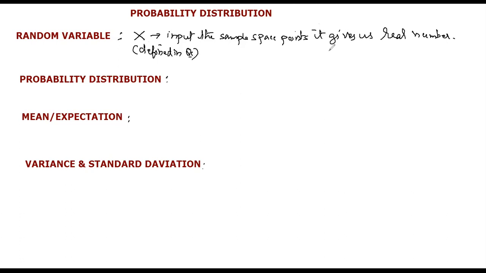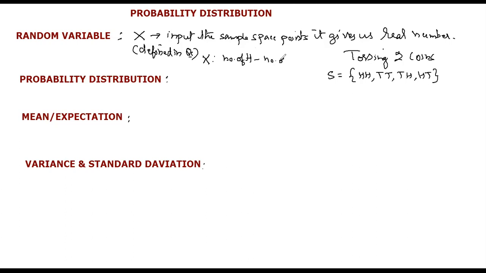Okay. For example, if we take an example of tossing two coins, what are the possible outcomes in tossing the two coins? What will be our sample space? Head head, head tail, tail head, and tail tail. Now suppose the random variable X is defined in the question as the number of heads minus the number of tails.